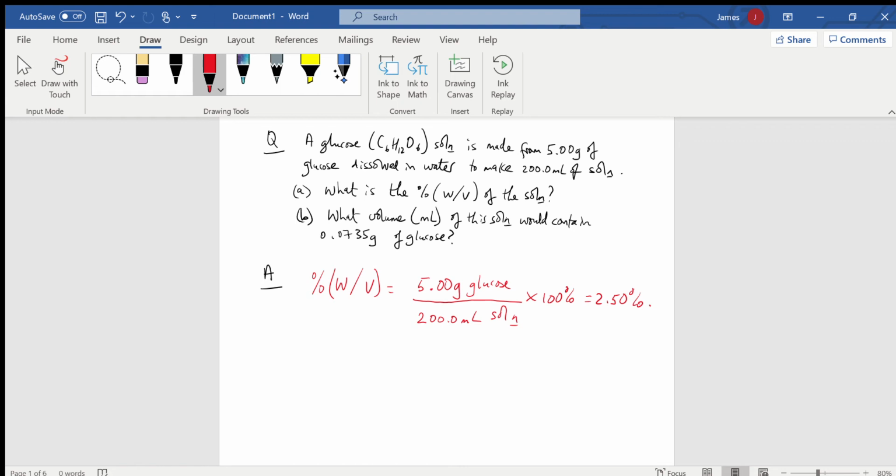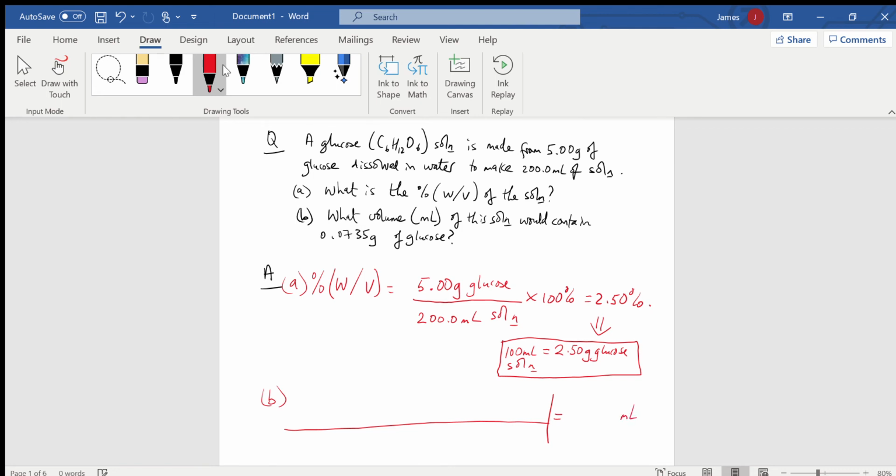What this tells us is that 2.5 gram of glucose is equal to 100 ml of solution. So that's the equality that we learn from the percentage. Given 100 ml of that solution, we know that 2.50 grams is glucose. And that will help us in part B. When it says what volume, now we're going to return to more dimensional analysis. We're going to use our equality, so I ultimately need milliliter of solution.